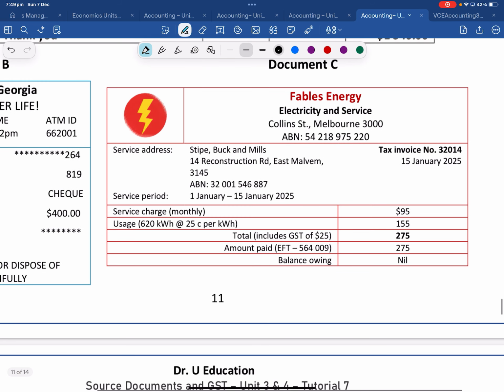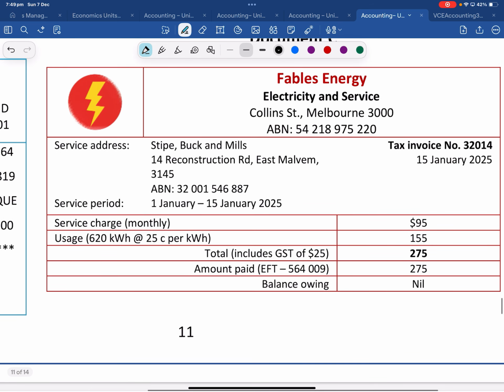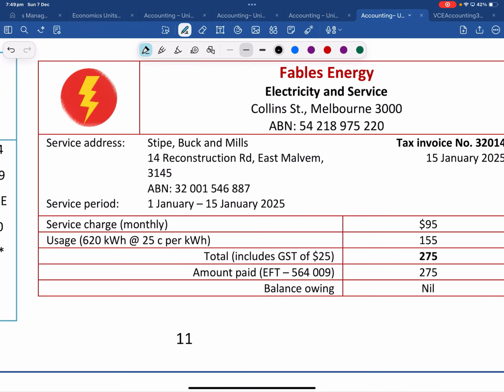So even if the focus business is like Harvey Norman, whatever it is. No, Norman Harvey is the owner of the business. Actually, the owner is Harvey Norman. I made it up like Norman Harvey. So even if the focus business is Norman Harvey, we can still say it's a receipt for Fables Energy, which is the electricity company.